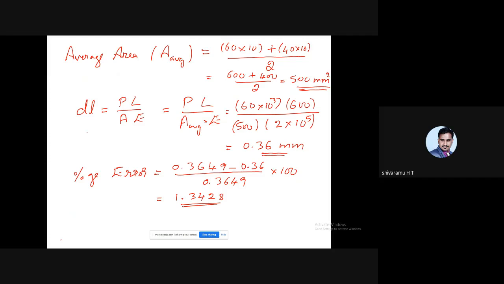So for the average area, or for the regular sections, to compute the extension or the deformation, we have the equation PL divided by A into E. Here we are considering the average area into Young's modulus. So load is known, length is known, area is 500, and Young's modulus is known. So we'll get the deformation when we consider the average area of cross section instead of tapered area. The deformation is 0.36. So the percentage of error we can compute. So the percentage of error is 1.3428. So we'll move on to one more question.